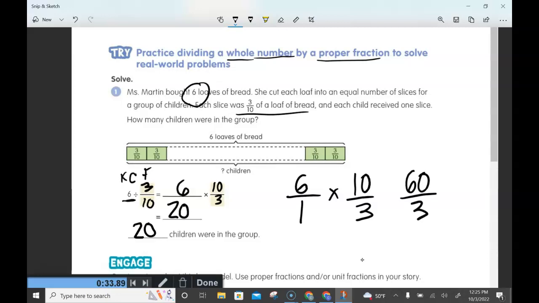So again, whenever you're dividing a whole number by a proper fraction or any type of problem that deals with fractions and division, you need to think about what you're dividing first. That's going to be the first number, the dividend. Divisor will be what you're dividing it into, and then your quotient will just be your answer there.